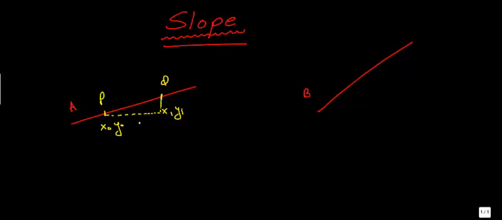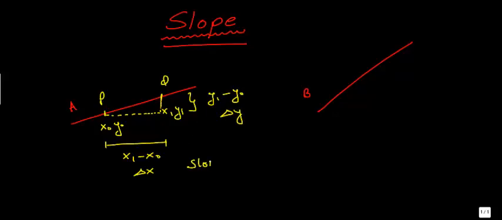Fine. So this distance that you covered, this horizontal walk, will be given by x1 minus x0, which is represented as delta x, where delta is a symbol that denotes difference, right? Now over here, the vertical climb that you made will be y1 minus y0, or your delta y, right? Now the slope of this line will be delta y by delta x.